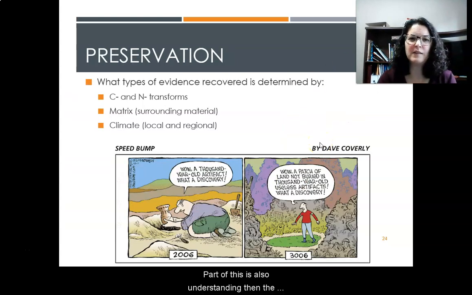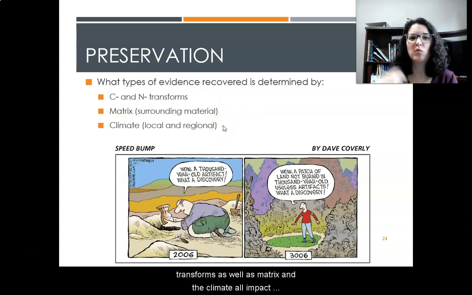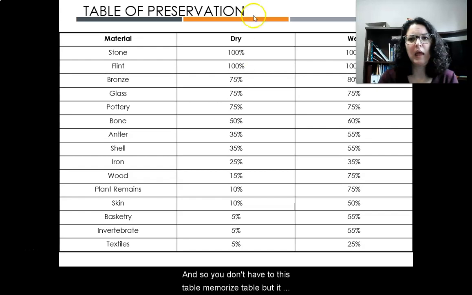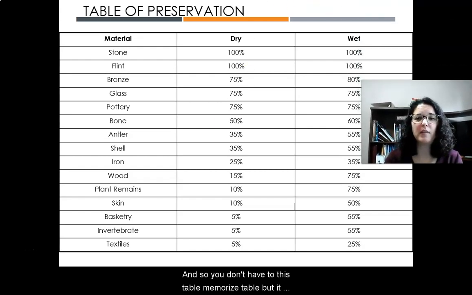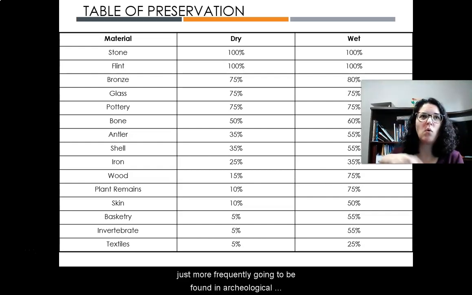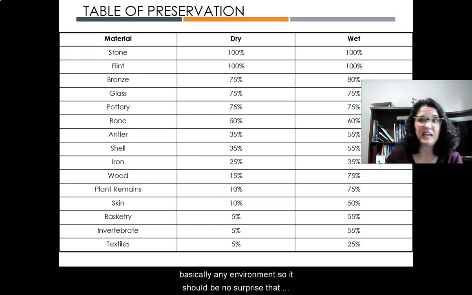So part of this is also understanding the preservation environment, that C-transforms, as well as the matrix and the climate, all impact what evidence is recovered by archaeologists, what is preserved in the archaeological record. And so you don't have to memorize this table, but I put this in here to illustrate to you that some materials are just more frequently going to be found in archaeological sites than others. So stone preserves well in basically any environment, so it should be no surprise that the oldest known artifacts are stone, because they're the ones that are going to last millions of years, potentially, right?